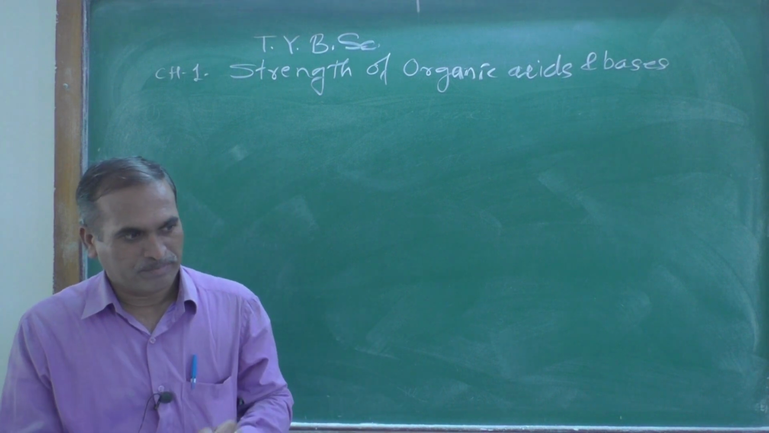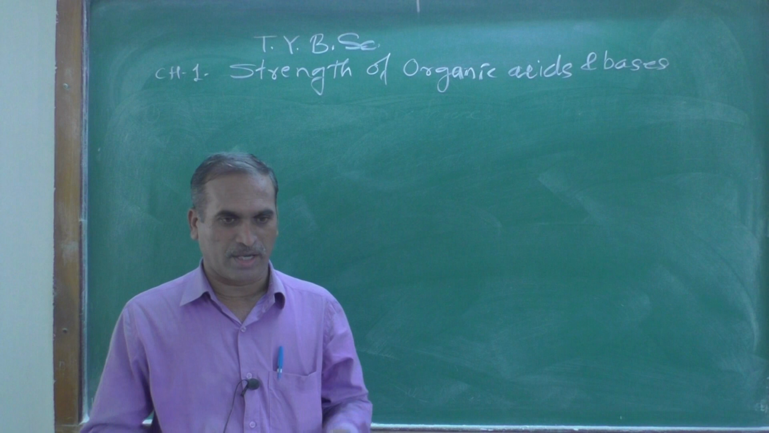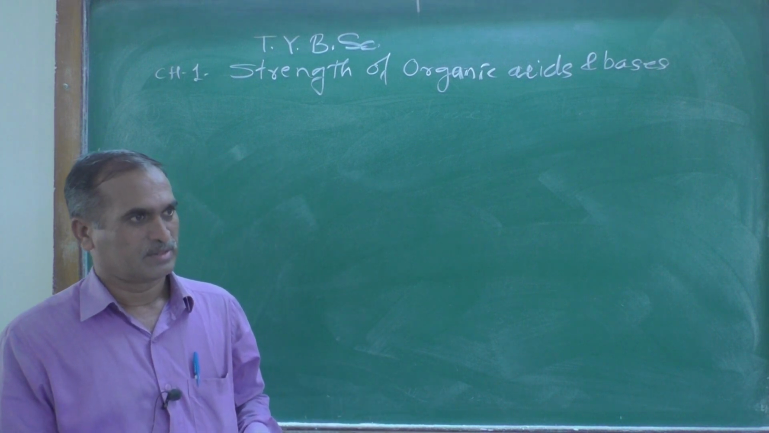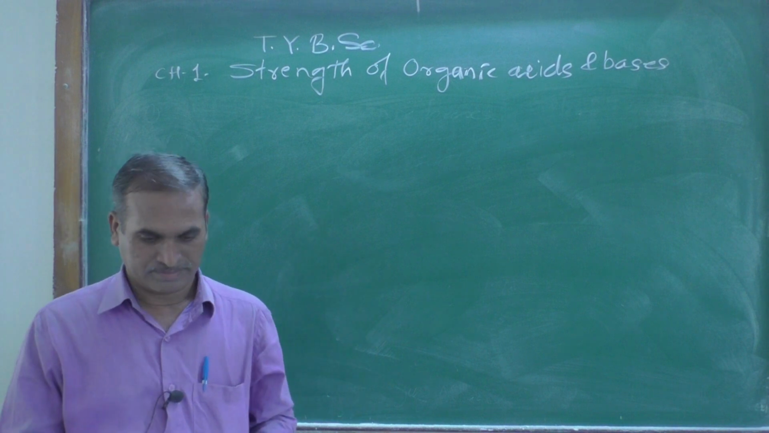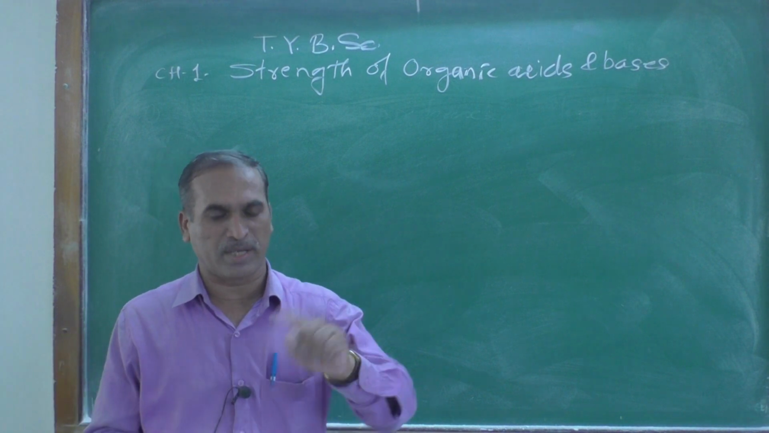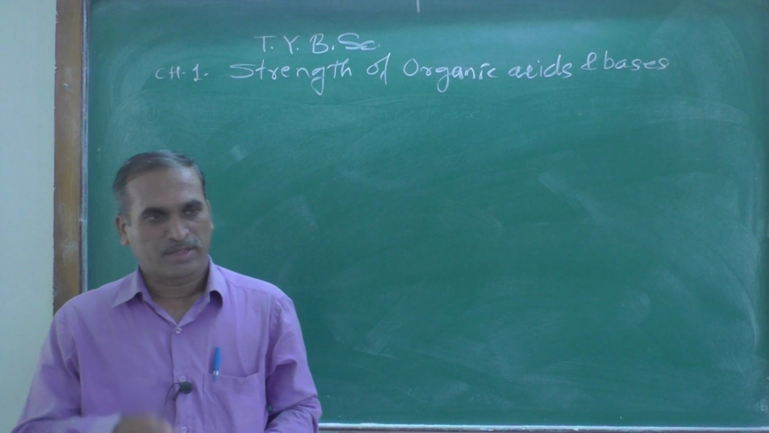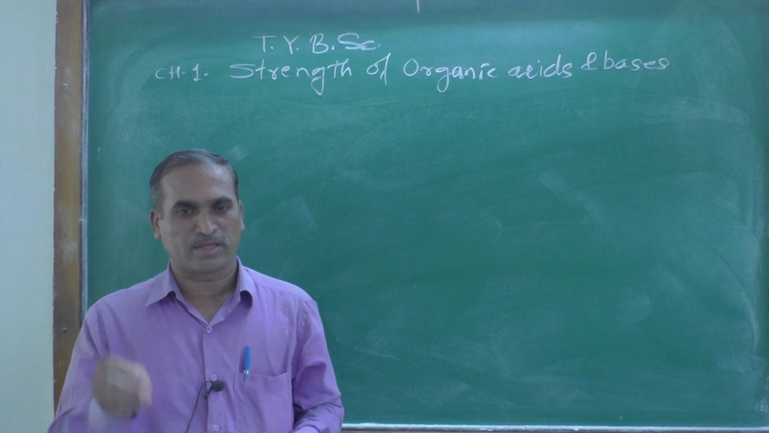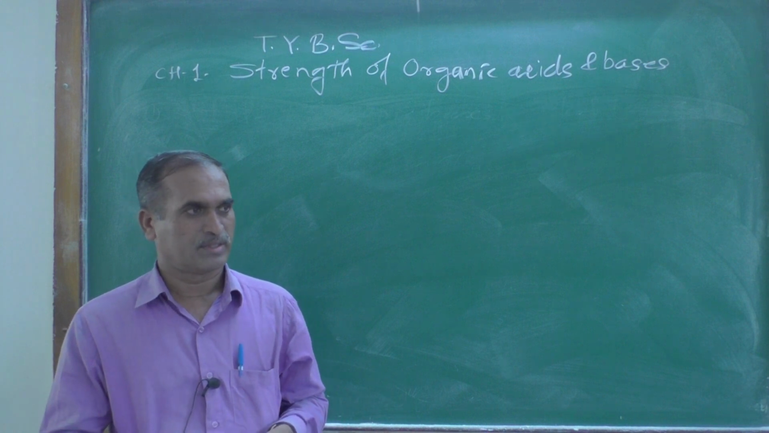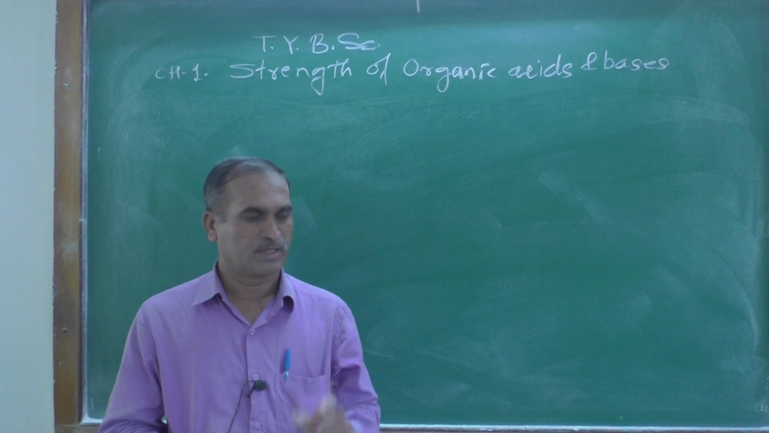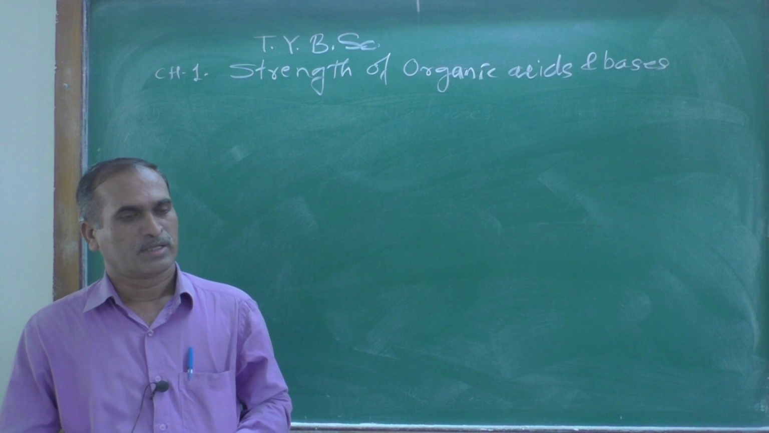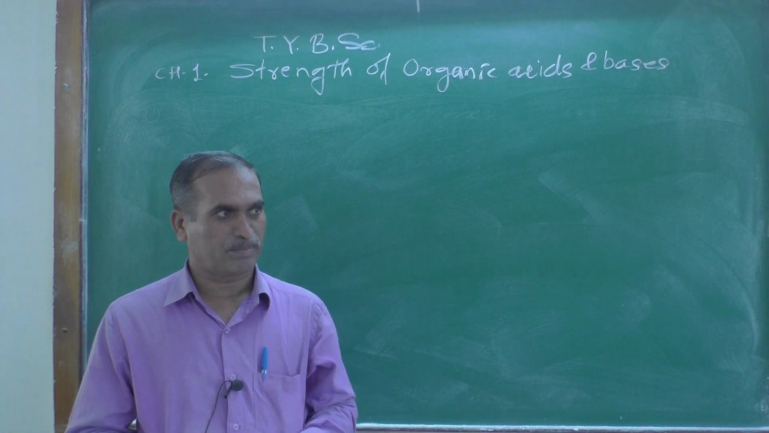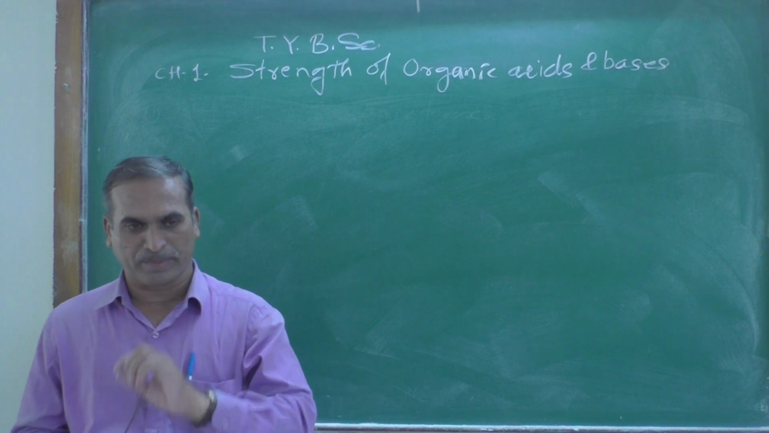What did we discuss yesterday? Yesterday we discussed the strength of organic bases, and there we have learned the factors affecting the strength of bases. There are 5 factors. Number 1, the availability of electron, availability of lone pair.